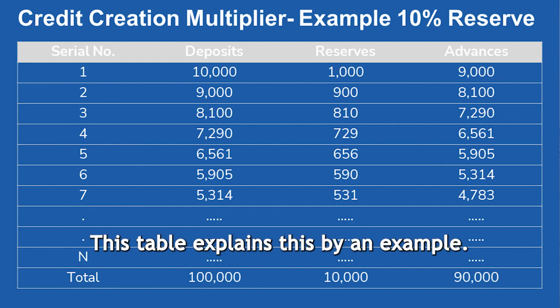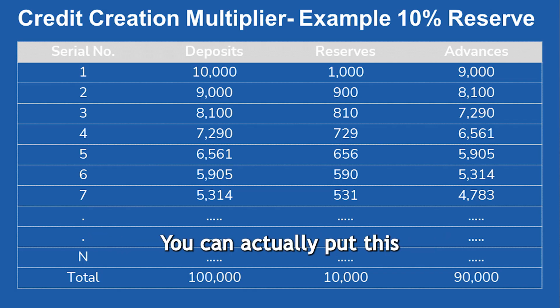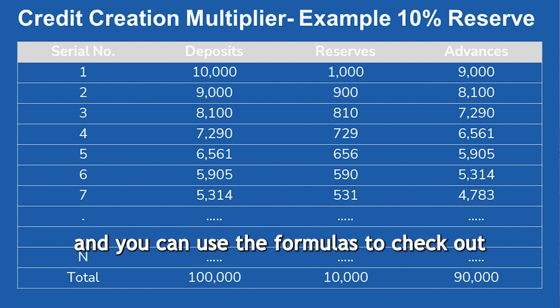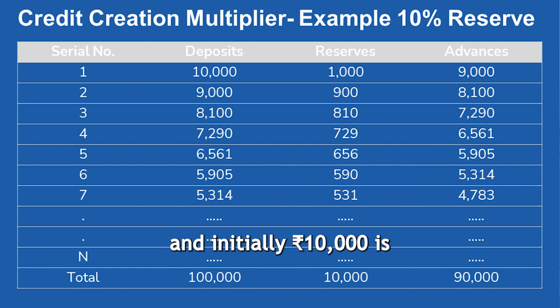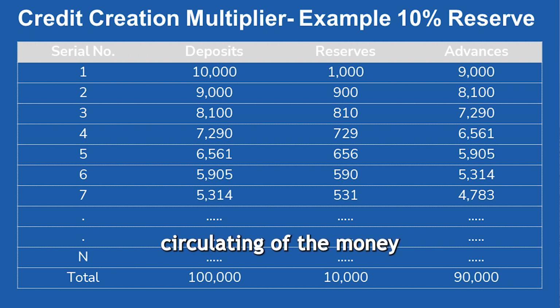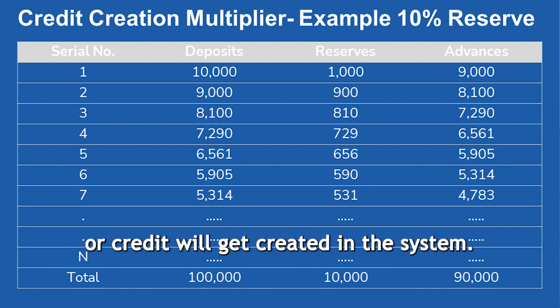This table explains this by way of an example. You can actually put this in an Excel sheet and use the formulas to check that if the reserve is 10% and initially 10,000 rupees is introduced in the financial system by the central bank, then ultimately, after a lot of cycles of circulating the money in the banking system, 90,000 rupees worth of advances or credit will get created in the system.